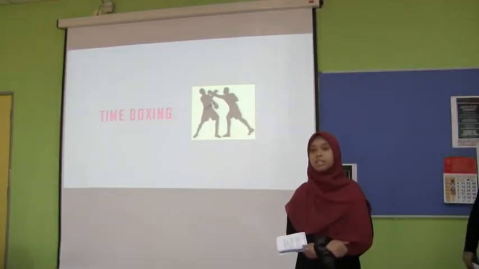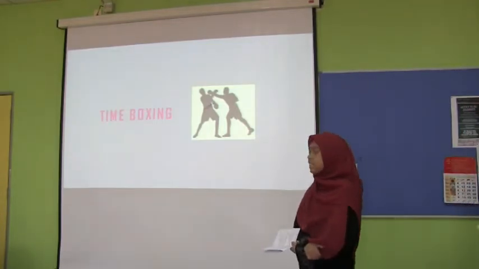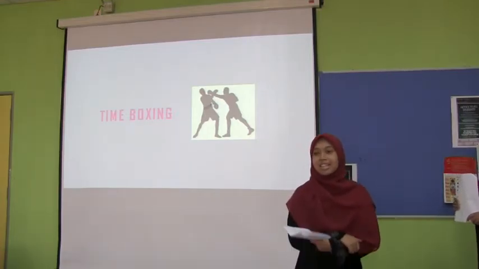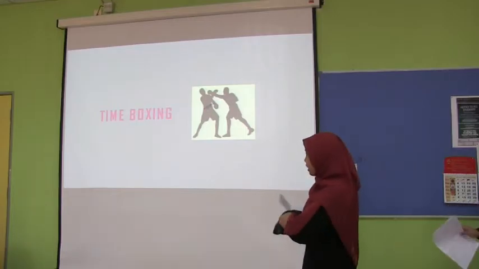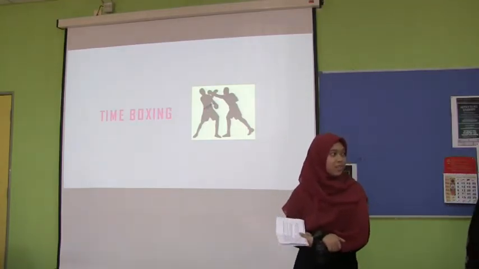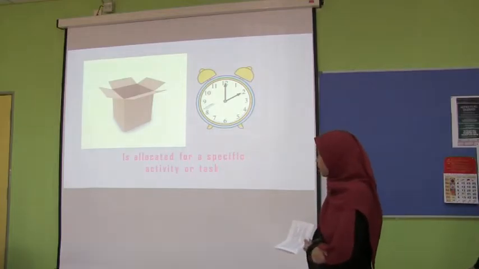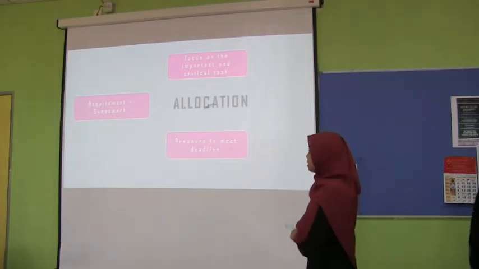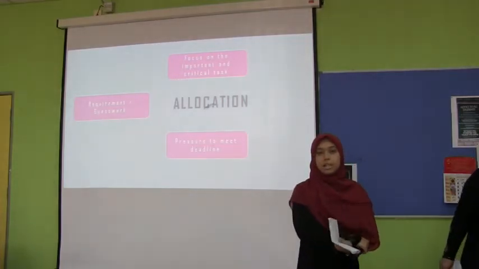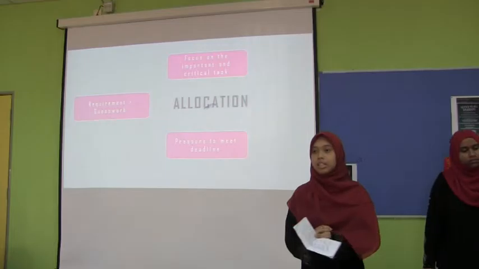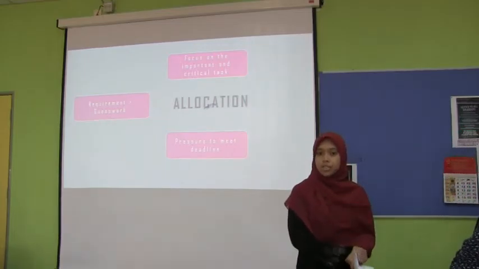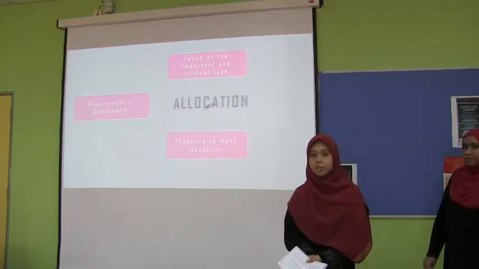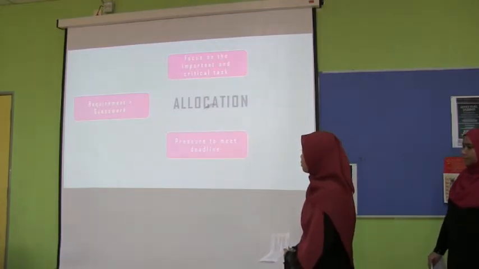Okay, I will proceed with the third estimation, which is time boxing. Time boxing has nothing to do with Muhammad Ali, Cho Song Ho, or The Rock. Time boxing is a technique whereby a box of time is allocated for a specific activity or task. Okay, this allocation is based on requirements more than just guesswork. For example, a project needs to build a prototype within 2 weeks. After the end of the 2 weeks, the work on the prototype should be stopped regardless of whether the prototype is 100% complete or not.